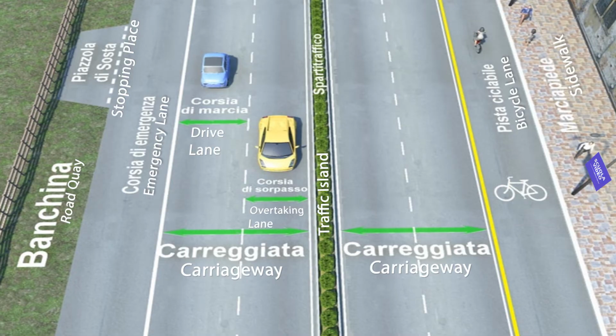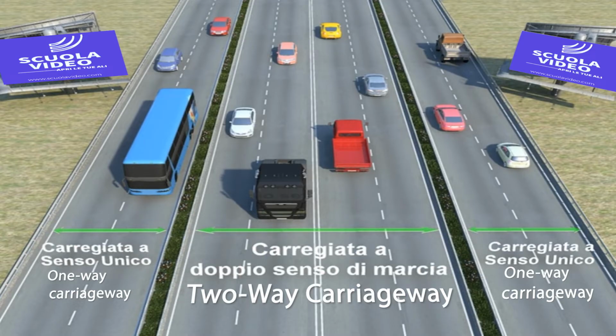The quays, laybys, cycle paths, sidewalks and emergency lanes of motorways are not part of the carriageway, even if they are part of the road. The carriageways can be one-way or two-way traffic. Each carriageway can be divided into several lanes.